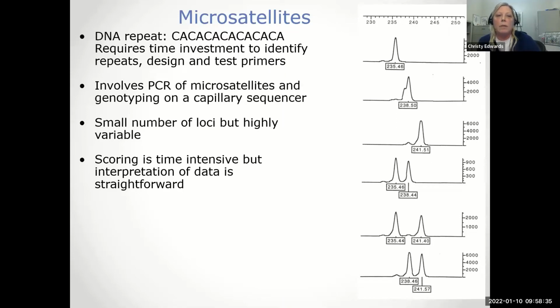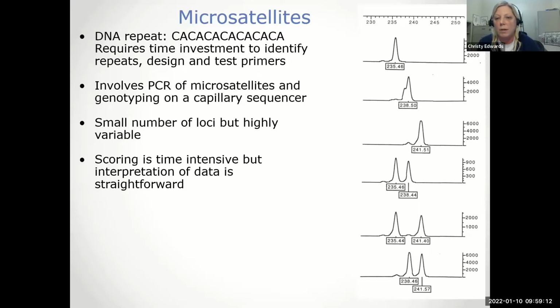So these are DNA repeats, microsatellites. It's essentially like CA, CA, CA, CA. The way that we identify these is that we'll sequence genomic DNA, and then we'll design primers along the flanking regions. And then we'll test them in a variety of individuals. And then we'll get a panel of microsatellites, usually somewhere between 10 and 40. Then we'll do a PCR of each marker on the DNAs, and then genotype them on a capillary sequencer. And the markers will look something like this.